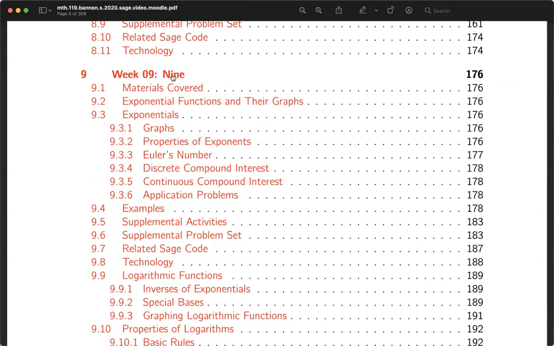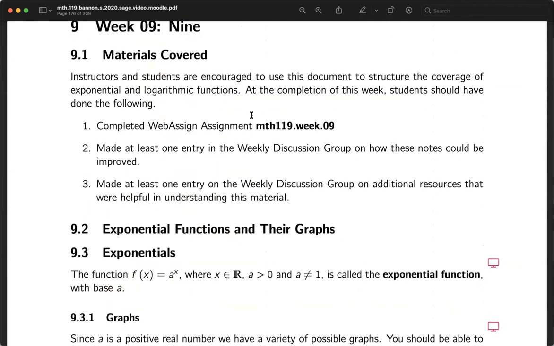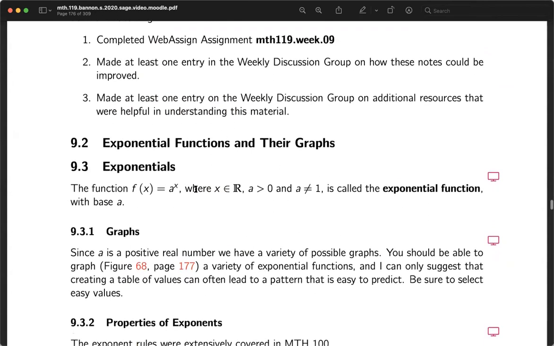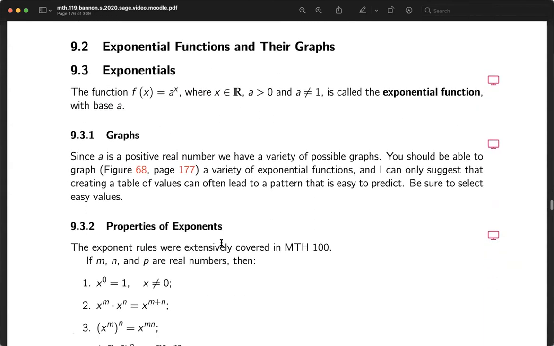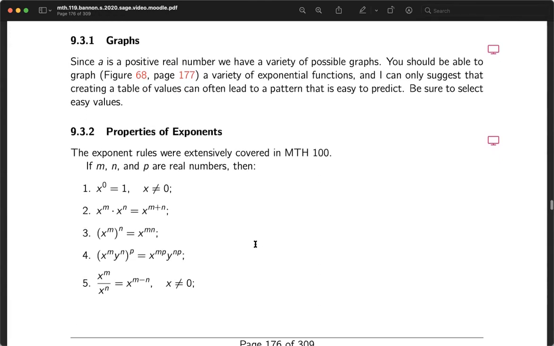All right, so let me go to week 9. I'll just give you an overview of what we're doing initially. We're going to talk about what an exponential function is. We're going to talk about their graphs. We're going to talk about the properties of exponents. This is something actually covered in Math 092 and Math 100, but we'll simply review that with you. Hopefully that stuff is understood.